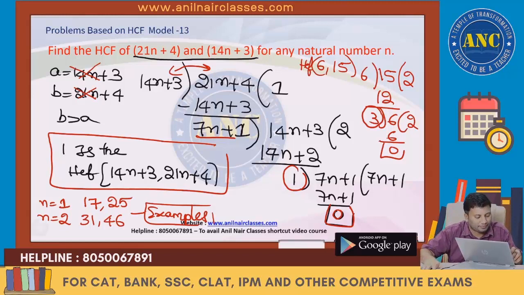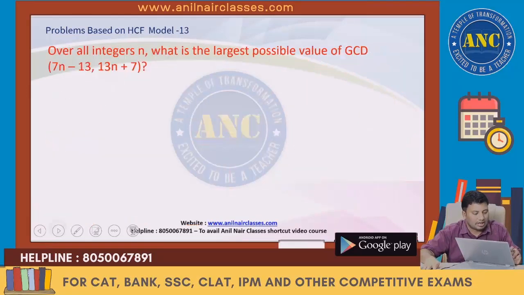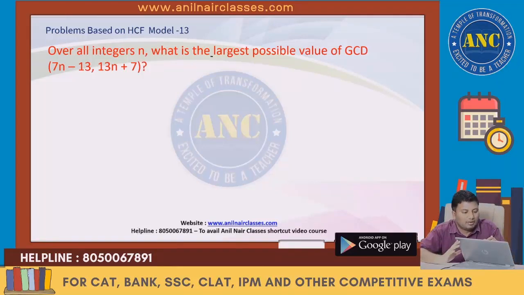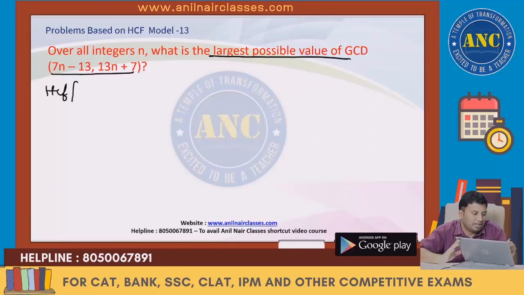Second one. Very, very good questions we are going to discuss. Questions probably you have not seen in any of the textbooks. Over all large integers, find the largest value of GCD. We have to find the HCF of 7n minus 13, comma 13n plus 7.